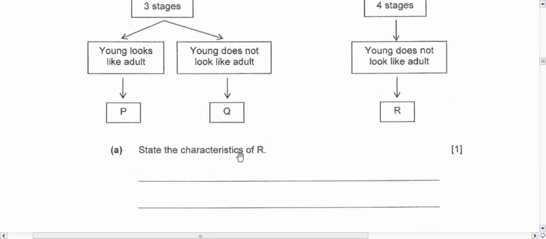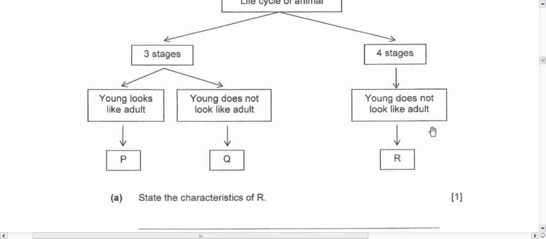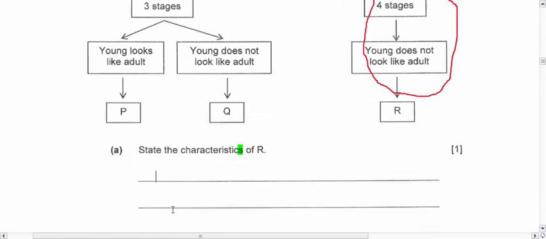And so when they ask you for the characteristics of R, basically what they are looking for will be these two. Because you don't know anything else about R, whether it has wings, whether it can fly, you have no idea what R is. So only based on this diagram, these are the two characteristics. And because I'm asking for characteristics for S, it's plural. So basically what I'm looking for is that R has 4 stages in its life cycle and the young does not look like the adult. So you have to give both.